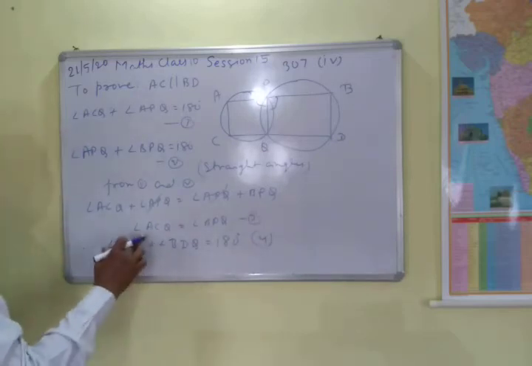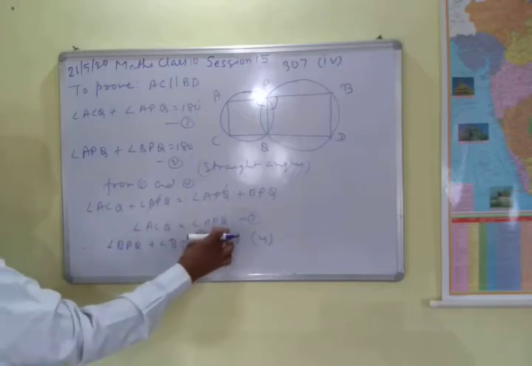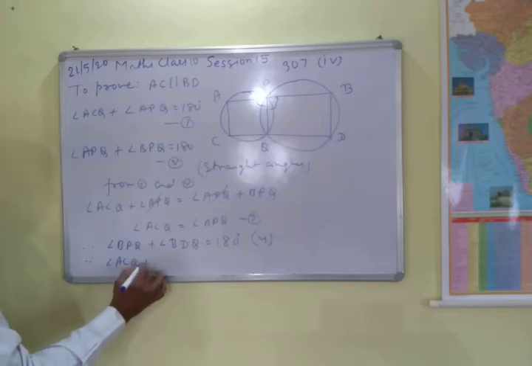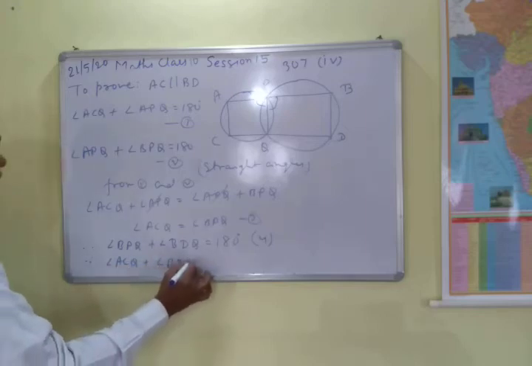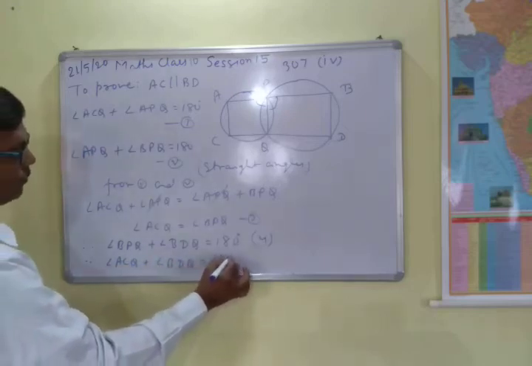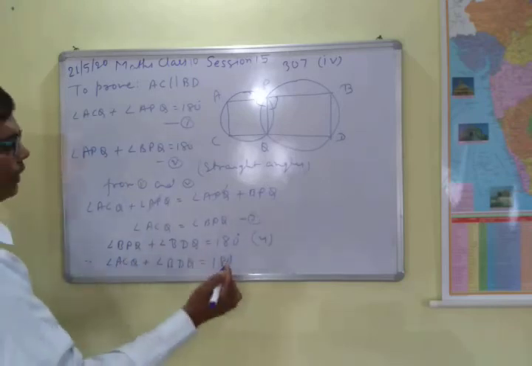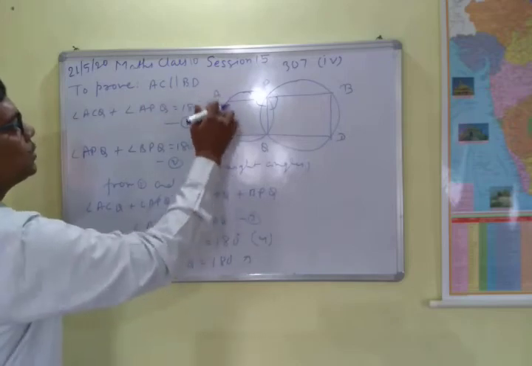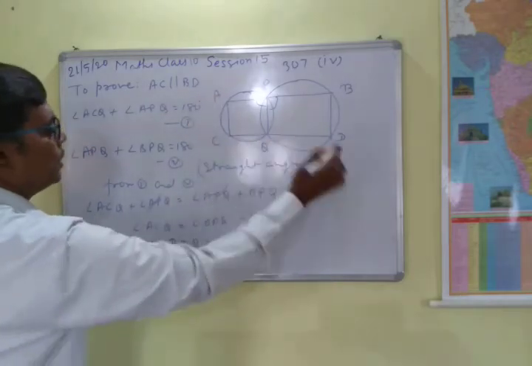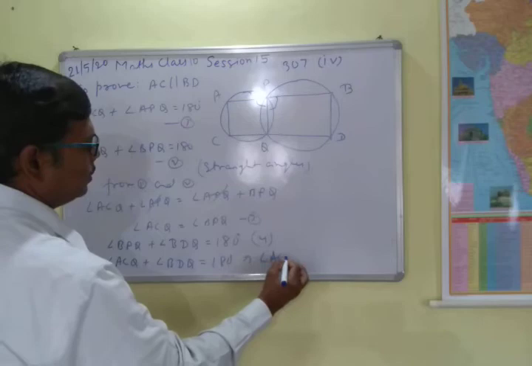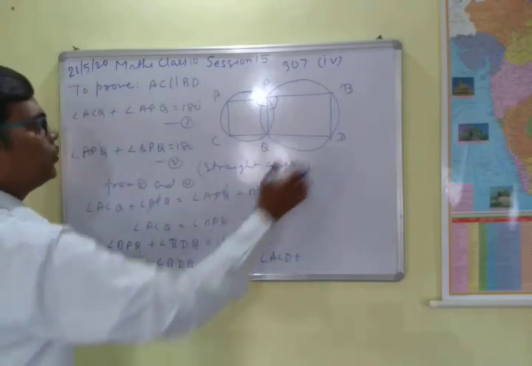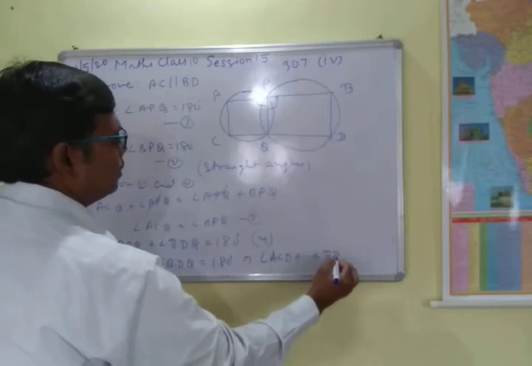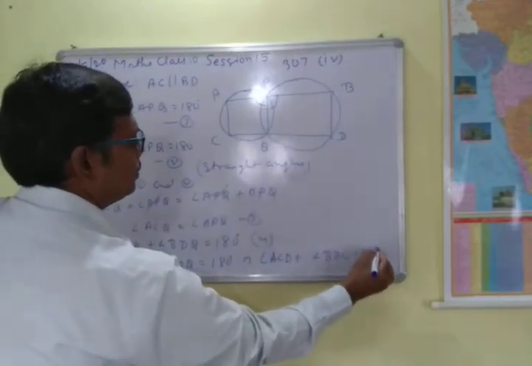And next, see that BPQ equals ACQ, and therefore write here that angle ACQ plus angle BDQ equals 180 degrees. Next we can also write ACQ as ACD, because CQ and CD are the same angle. So angle ACD, and BDQ means BDC. So angle ACD plus angle BDC equals 180 degrees.